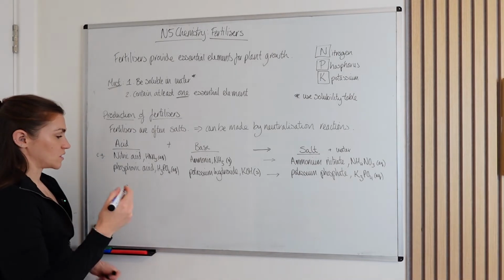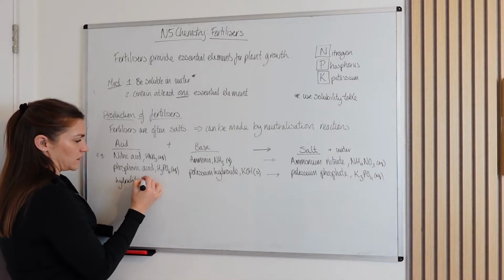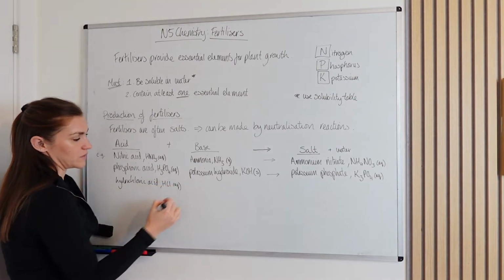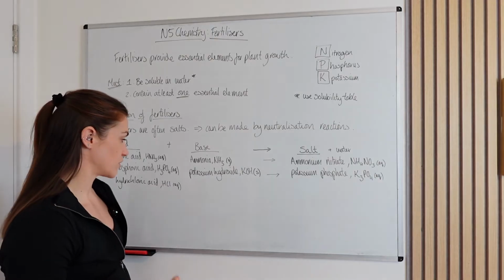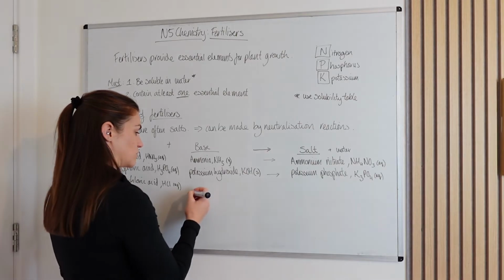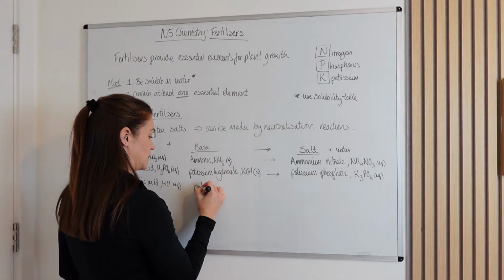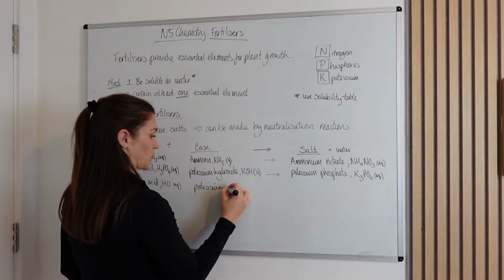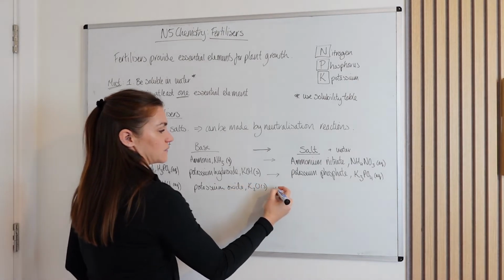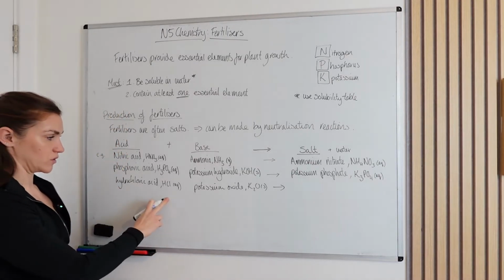Other things we could do, just as some other examples, we could use hydrochloric acid, which is HCl. Hydrochloric acid itself doesn't have one of the essential elements for plant growth, but you could react it with a base that does contain one of those elements. So we could react it with potassium oxide, which is K2O. If we reacted it with potassium oxide, we would make potassium chloride as the salt if we've used hydrochloric acid.